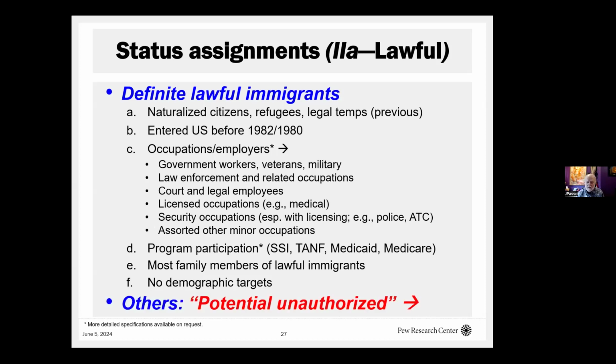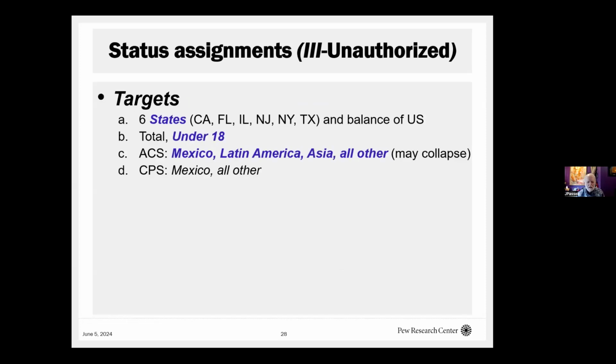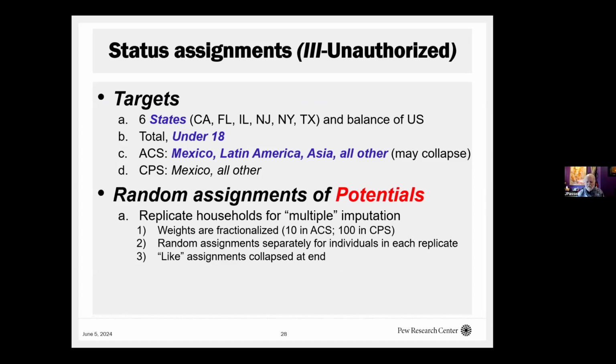So the people who are left then are the potential unauthorized immigrants. And what we do here is we have a set of demographic targets, and we randomly select from the potential unauthorized immigrants those that we tag as unauthorized. We do this, first of all, with a multiple imputation. We create replicate households and use those so we can build in the probabilities that way.